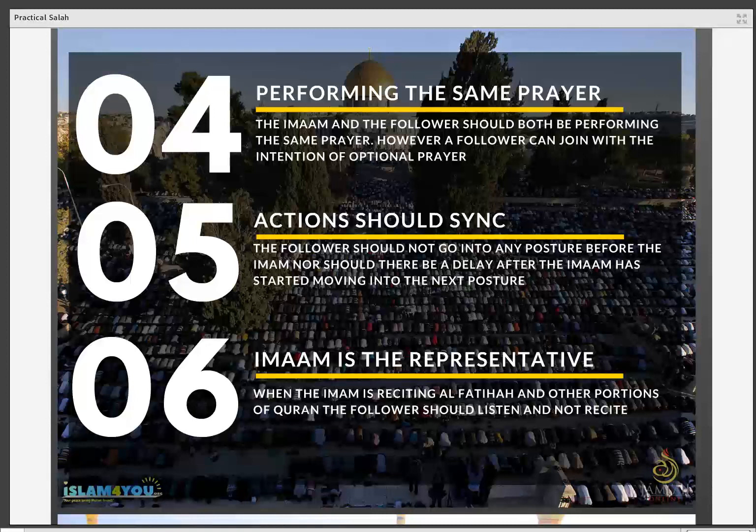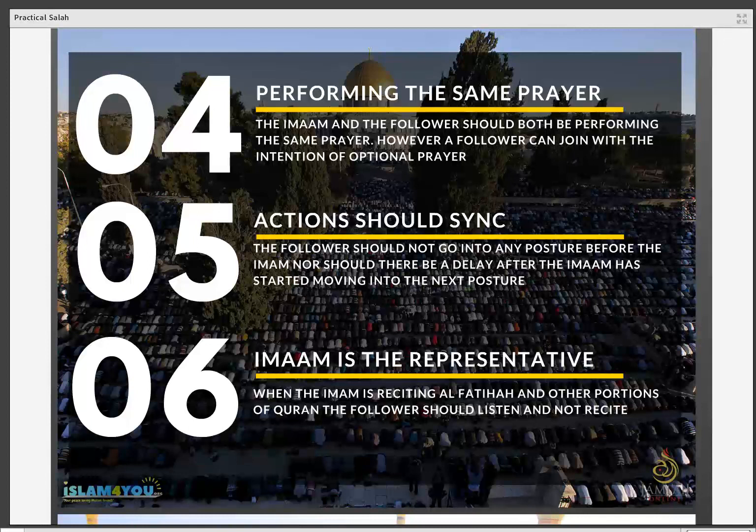The fourth point we look at is the performing of the same prayer. Now I think you're hearing all of this, we'll have to re-look at the notes as well, so that we do remember these points that we are mentioning. The fourth point here is that the Imam and the follower should both be performing the same prayer.